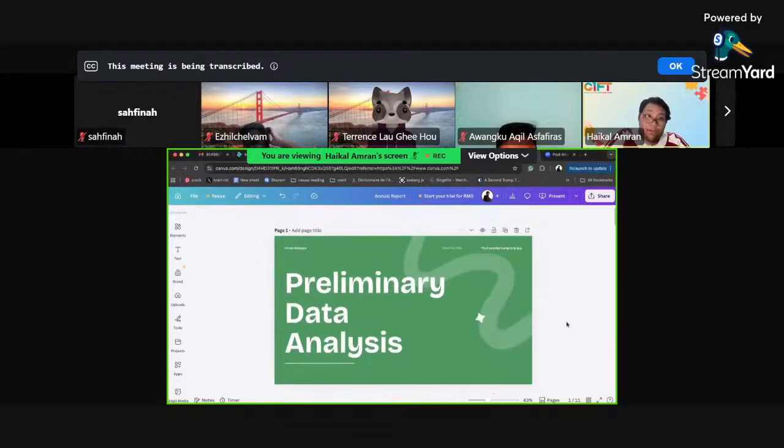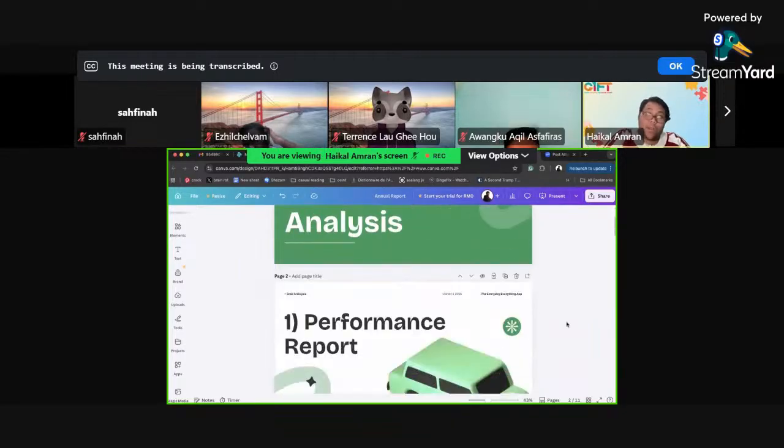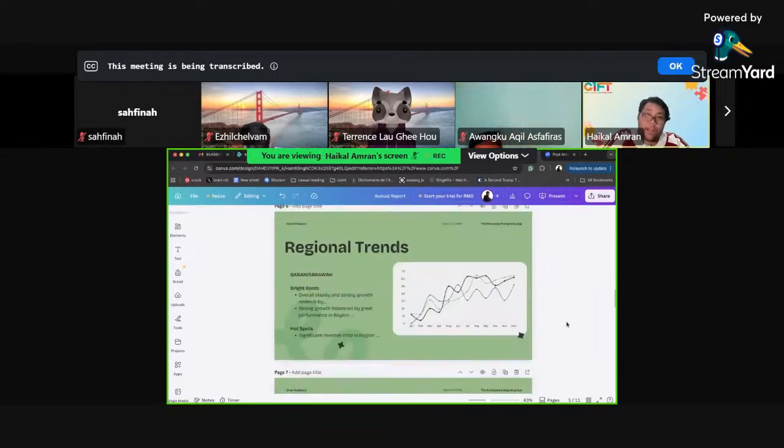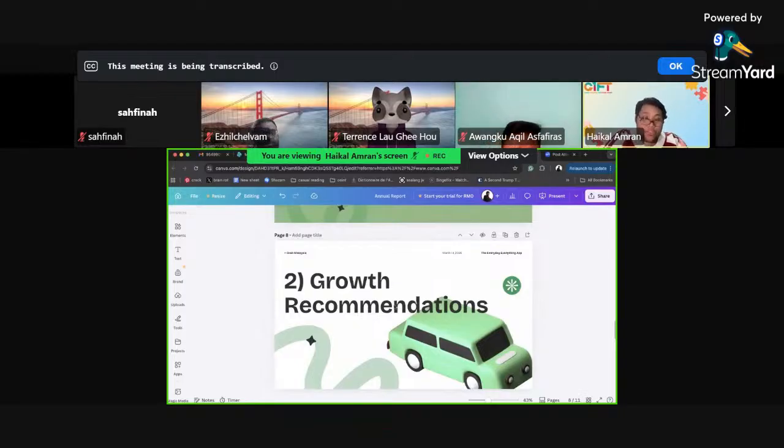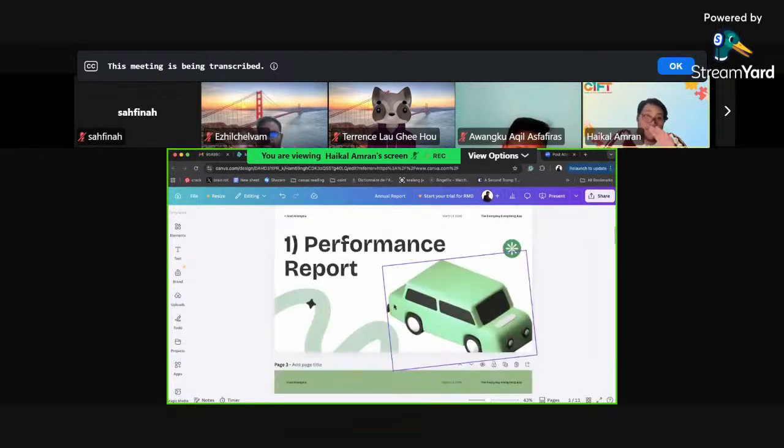And then remember, you guys have two tasks. One is the performance report, and the other one is growth recommendations. So make sure that you have both parts. If let's say you miss one or the other, it will jeopardize your grade. All right, remember that. So let's go one by one.